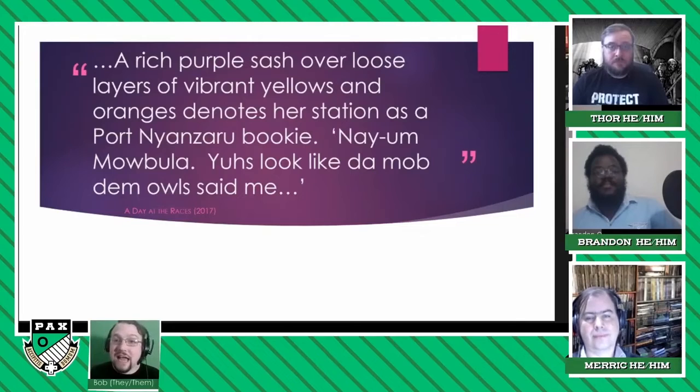A rich purple sash over loose layers of vibrant yellows and orange denotes her station as a Port Nyanzaru bookie. "Name's Mabula. Yous look like the mob that they sent me."